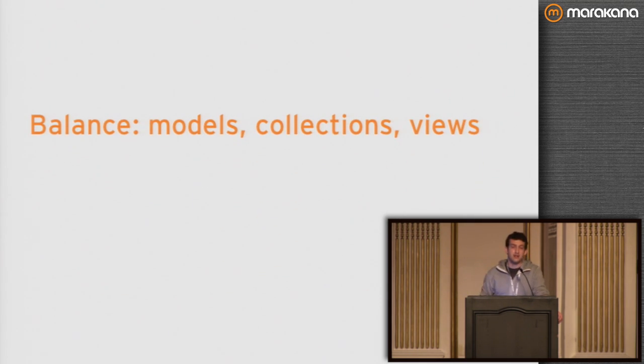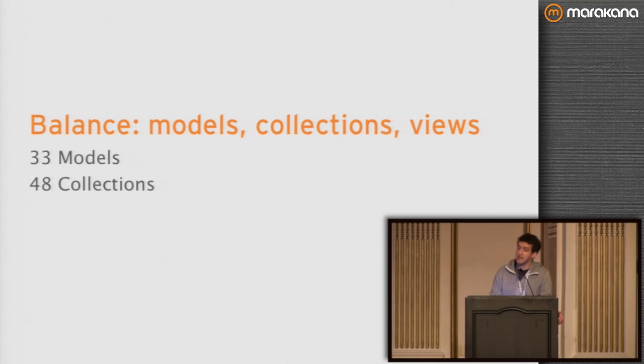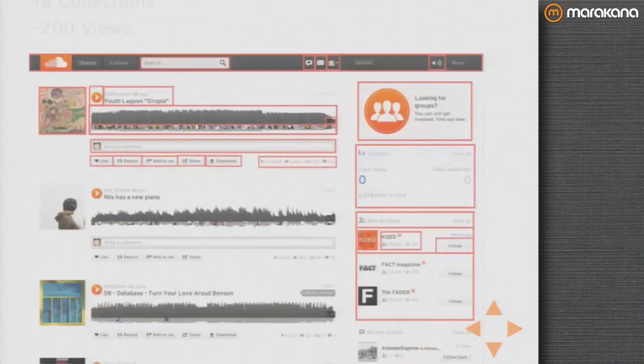So if we were to look at the balance of models, collections, and views in our code, we have about 33 different models, 48 collections, and around 200 views. So clearly, when you're writing one of these apps with a lot of features and a lot of different elements, it really trends towards a lot of views. You're going to be working in the views more than anything else, and writing the interaction in the view a lot. And this makes sense.